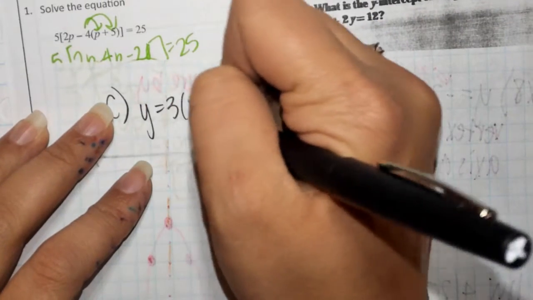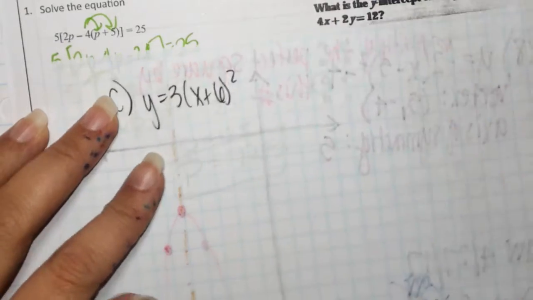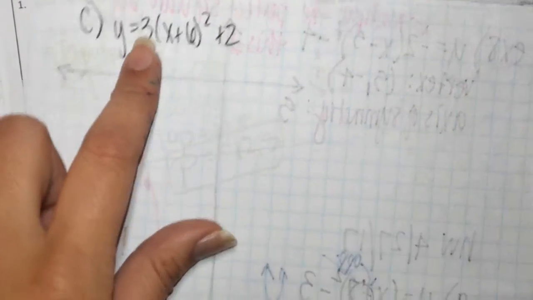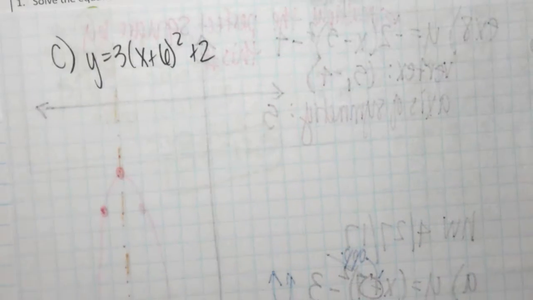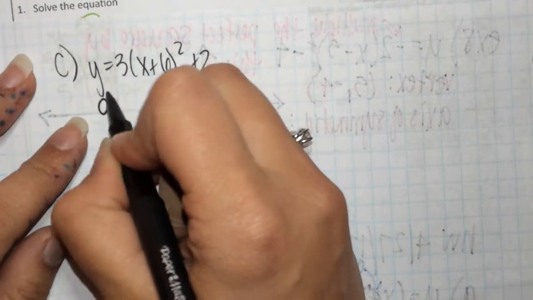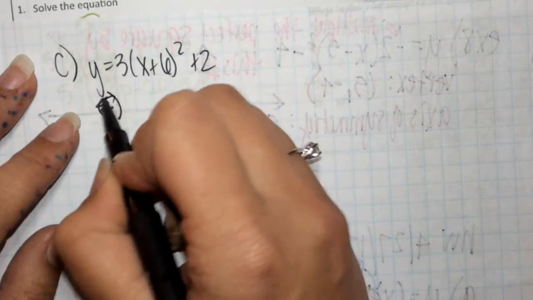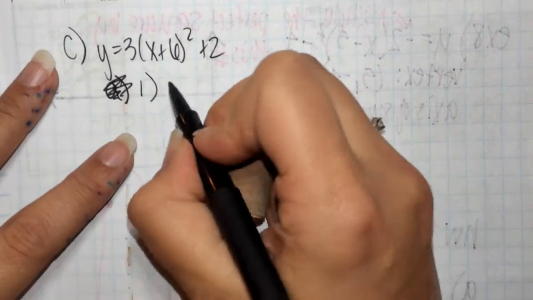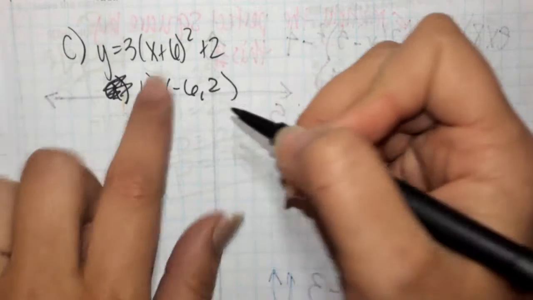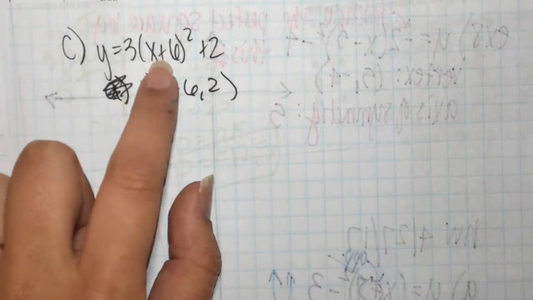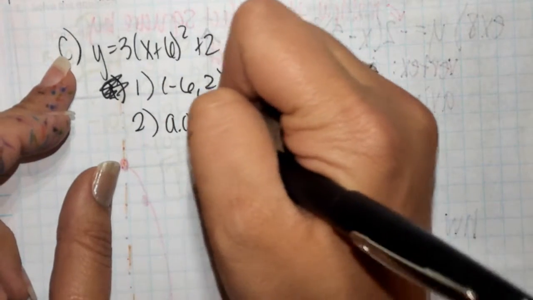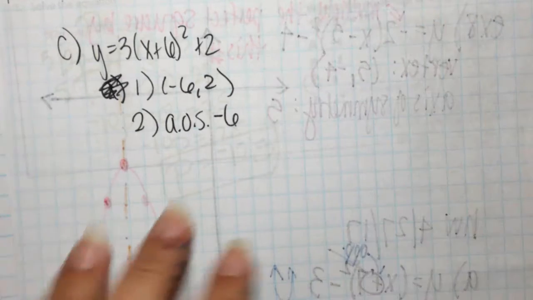Alright, y equals 3 times x plus 6 quantity squared plus 2. This one you had a 3 on the outside, and we needed to figure out what to do with that. For step 1, what's our vertex? Negative 6, 2. Remember, it's the opposite of this. So if this is positive, our vertex is going to be negative. And what's our axis of symmetry? Negative 6.